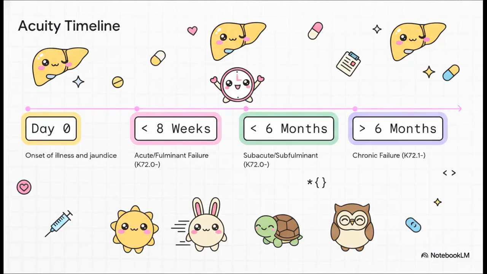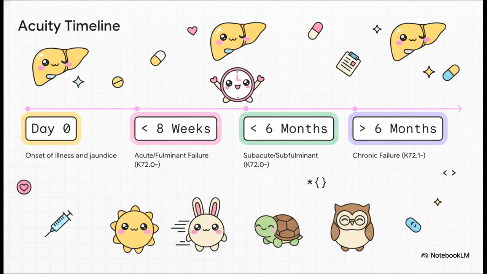Now that we know acuity is our compass, let's look at the actual map. Notice how neatly these codes align with very specific timeframes. Let's slow down and really walk through this. Day 0 is the onset of illness and jaundice. Now, if encephalopathy shows up within roughly 8 weeks of that onset and there's no prior history of liver disease, boom, that is acute or fulminant liver failure. That falls right under ICD-10-CM subcategory K72.0.